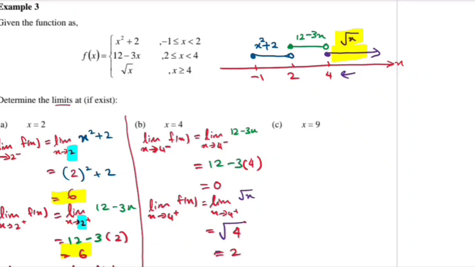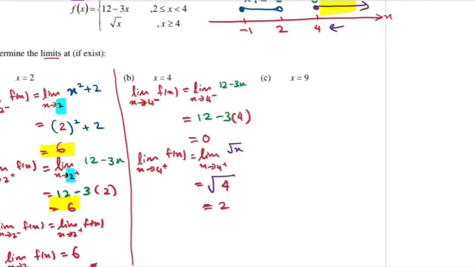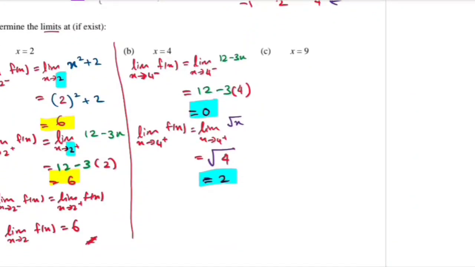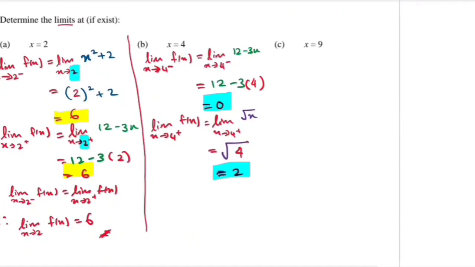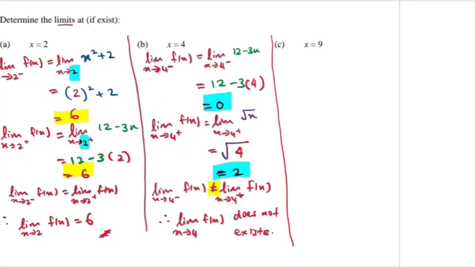Is 0 equal to 2? It's not equal. So since they are not equal, does the limit exist? You should write your conclusion that the limit does not exist. Make sure to write that not equal sign. So the conclusion is the limit as x approaches 4 does not exist.